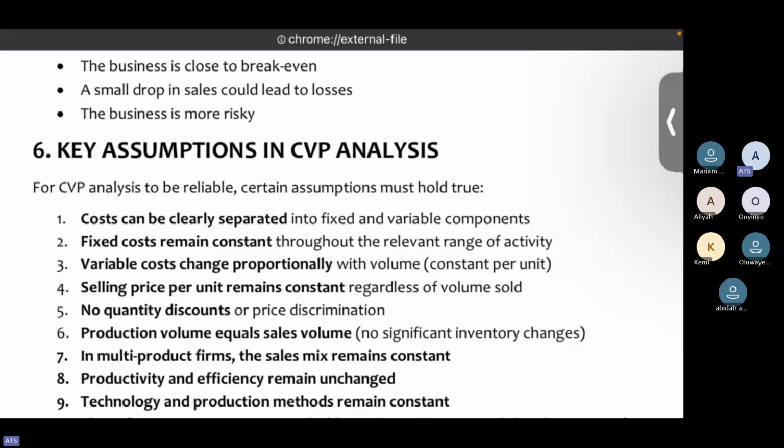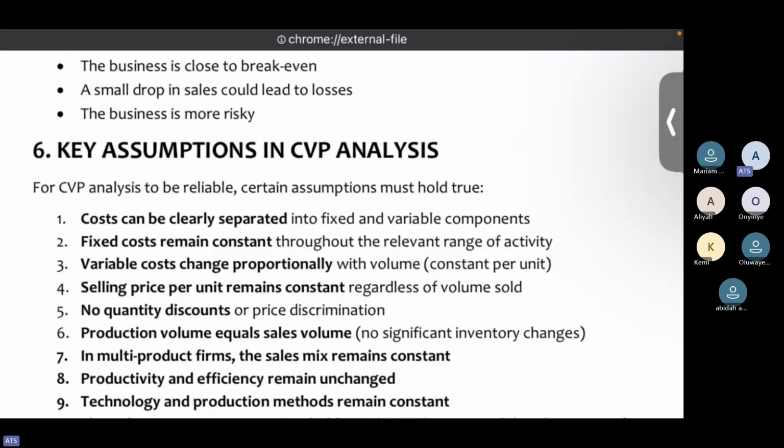Another one is the selling price per unit. Although there are times when your question will ask you to change these, we'll look at these ones as we go. And yes, another thing is that there is no quantity discount or price discrimination. And it is not true, because there are times that your variable cost, you might say your cost of purchase is like 100,000, but what if the supplier gives you a discount? Once you take it into account, your formulas will start changing. So CVP analysis, for simplicity, says let's just assume that there are no discounts.